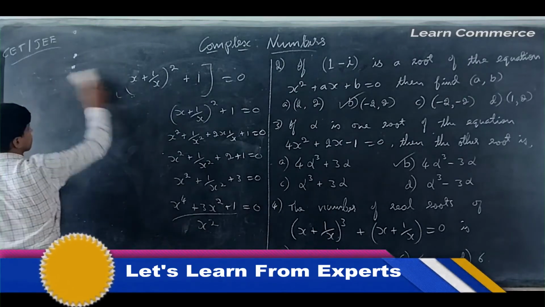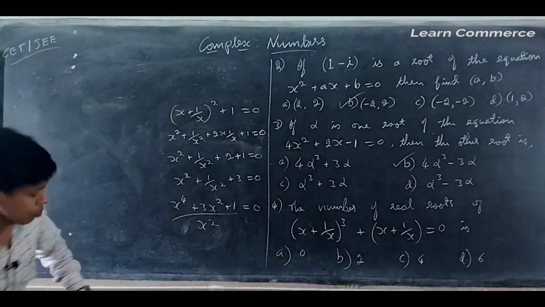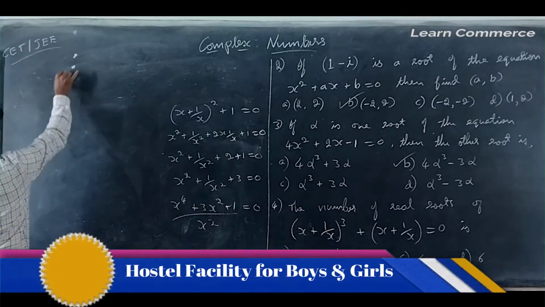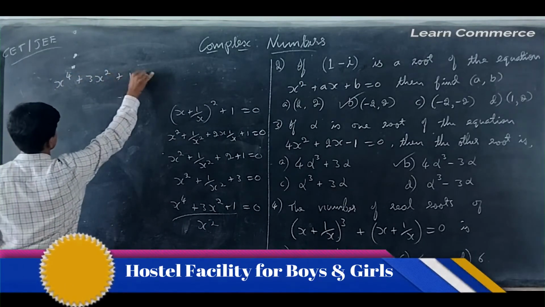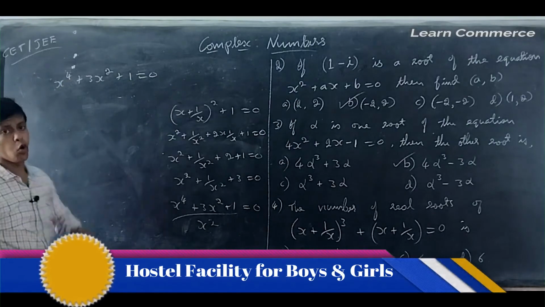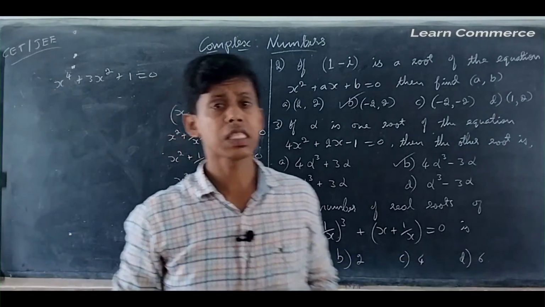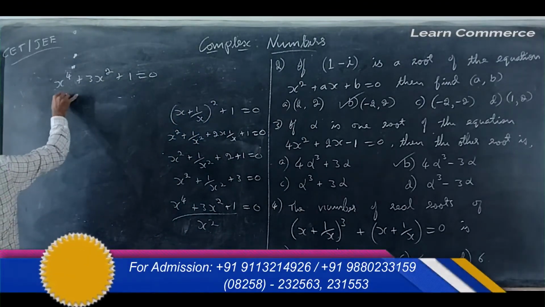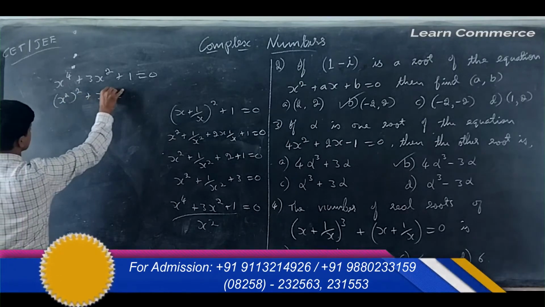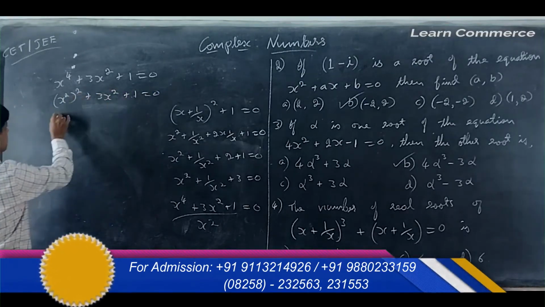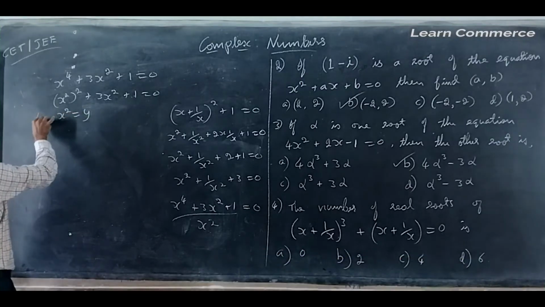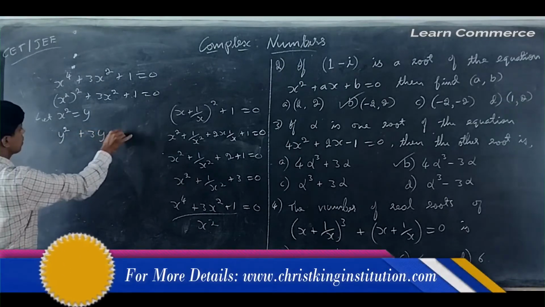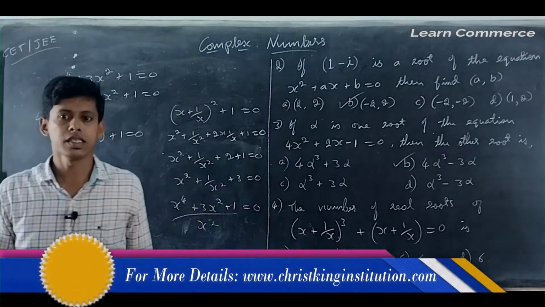Next, take this to the other side. So that means we are left with an equation of degree 4. That means we should be expecting 4 roots out of this, correct? Let's see. Now I can express this as x square the whole square. So if I write x square is equal to y, then this equation becomes y square plus 3y plus 1 is equal to 0. So that is a quadratic equation.